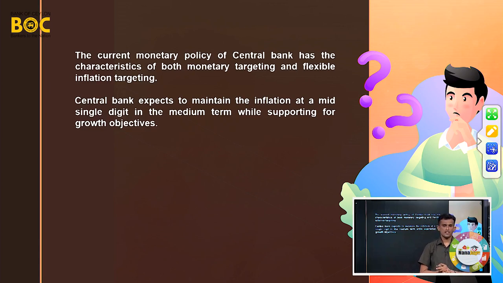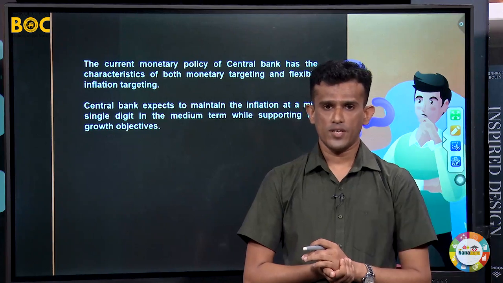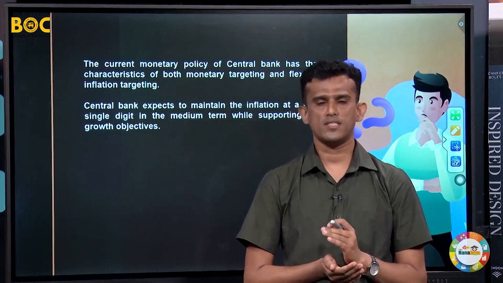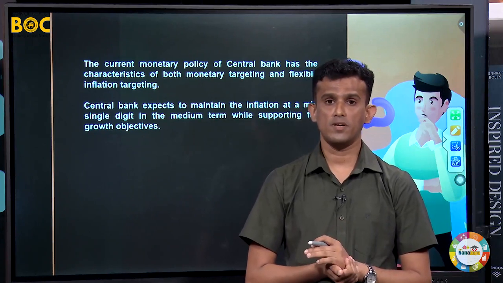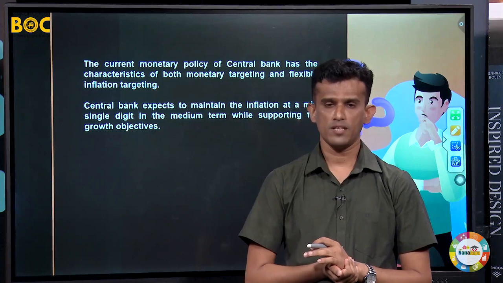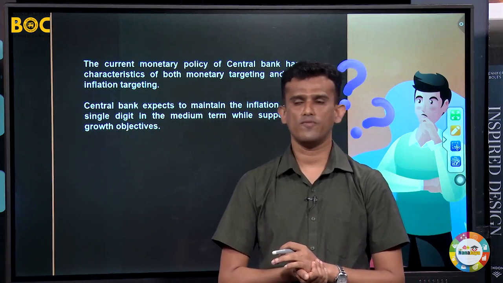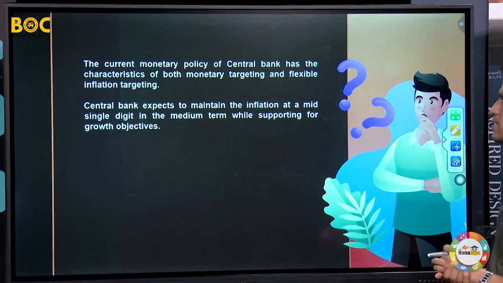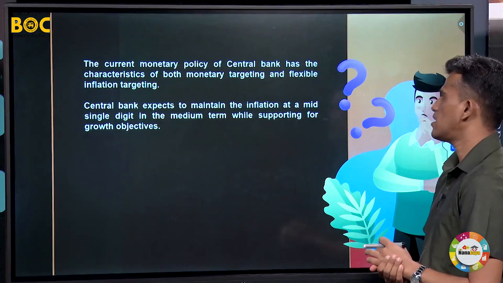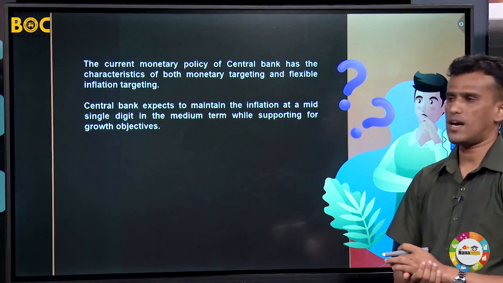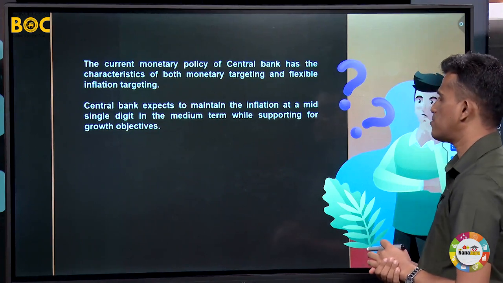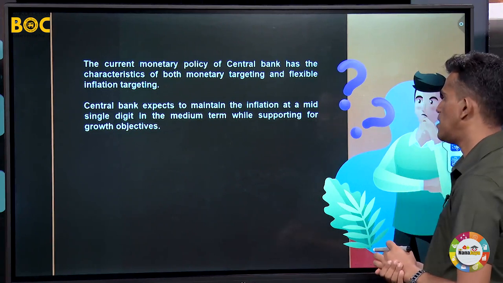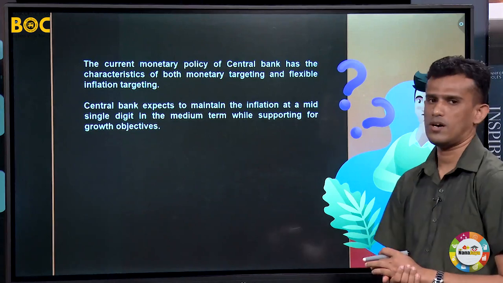The central bank is expecting to maintain the rate of inflation at a mid-single digit. What does it mean? Like 4%, 5%, 6%, these are identified as mid-single digits, within the medium term while supporting the growth objectives. The current monetary policy of the central bank has the characteristics of both monetary targeting and flexible inflation targeting, and the central bank expects to maintain the inflation at a mid-single digit over the medium term while supporting the growth objectives.